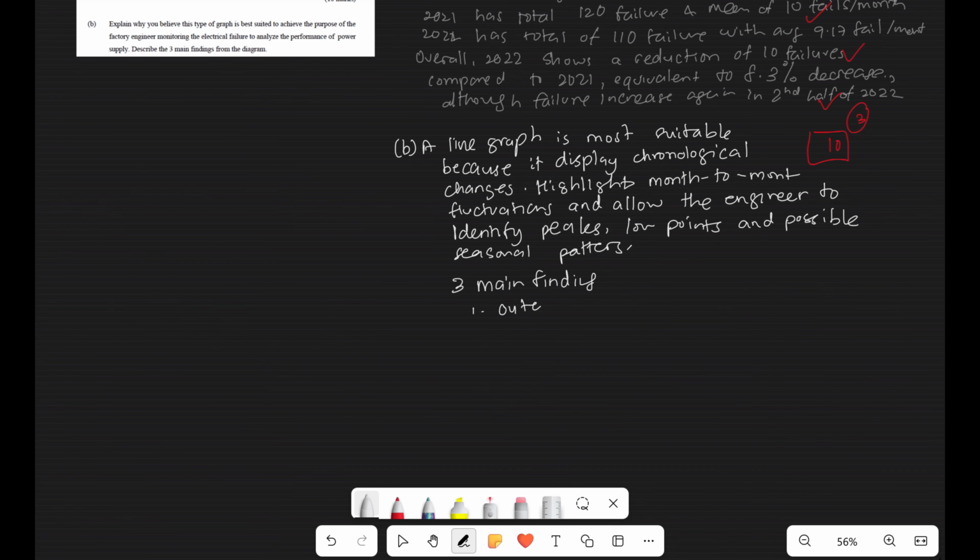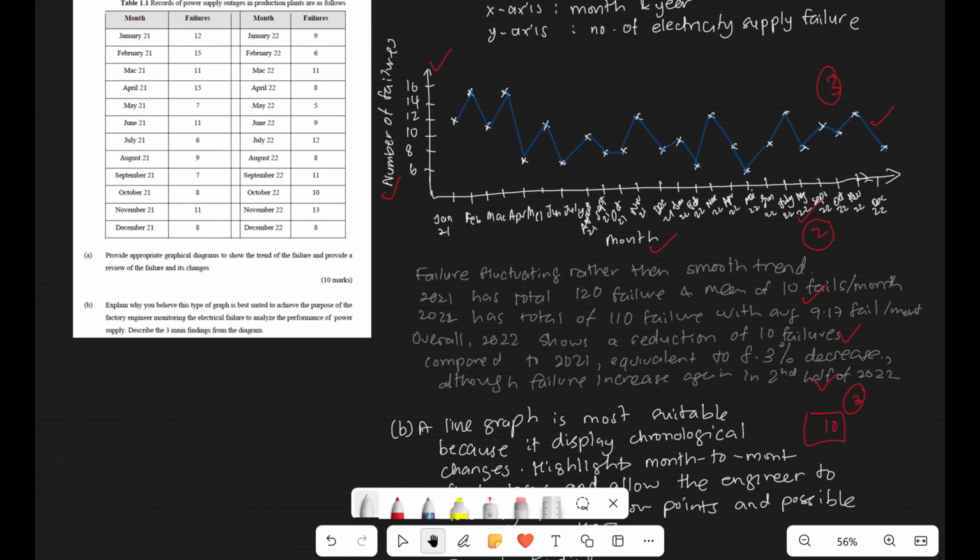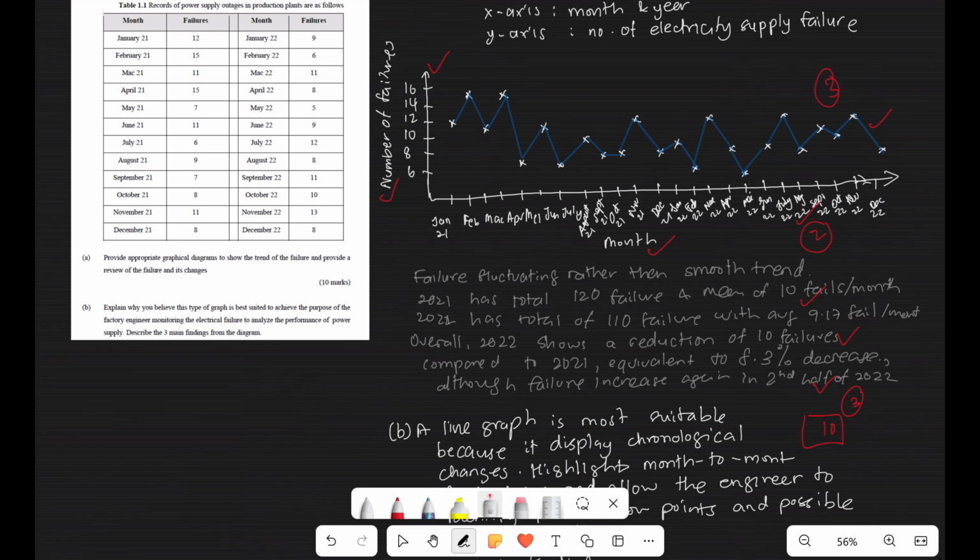One, outage reduces from 1 to 15 months. And then two, outage or failure increases after 15 months. Okay, so when you look here, there is a reduction and then it increases.